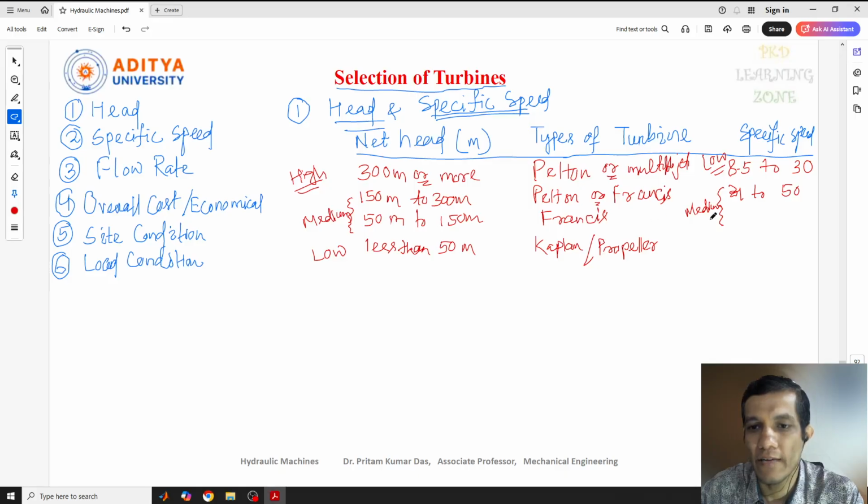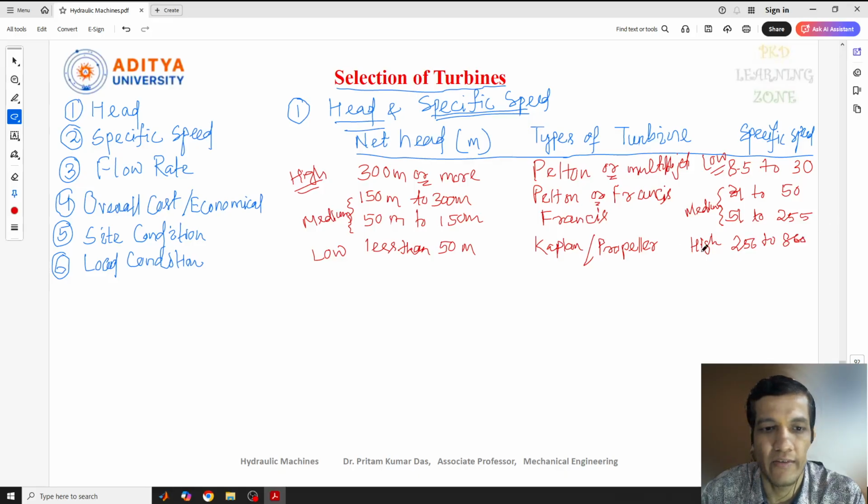So your Francis turbine will be considered the medium everywhere, in the medium head and medium specific speed, both will become in this. So here the head specific speed will be 51 to like 255, and here it will be the high specific speed, and the value will be like 256 to something 860, like that some values are given.